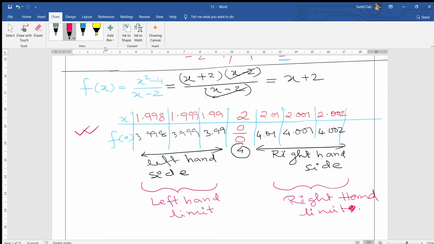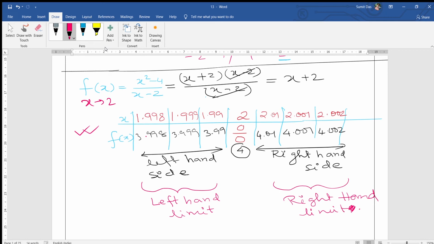If we put 1.998, we'll get this value 3.998. If we put 1.999, we are getting 3.999. If we put 1.99, we'll get this value. Look, all the values are nearer towards 4. When you put x equal to 2, here actually x tends to 2, we are getting 4, right? So all the values from the left hand side are nearing towards 4.